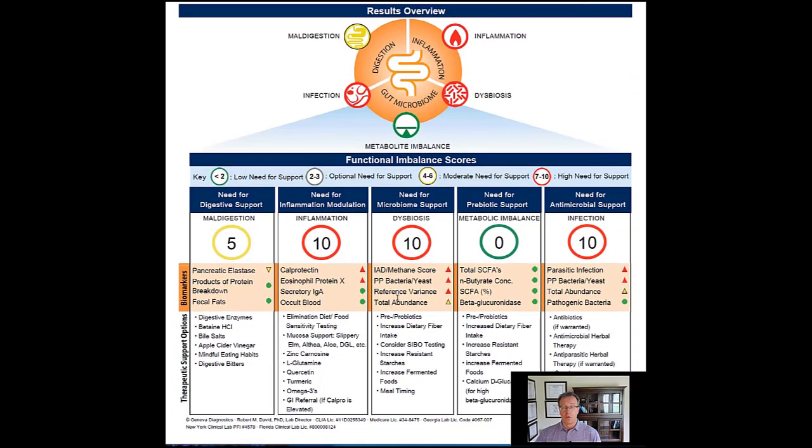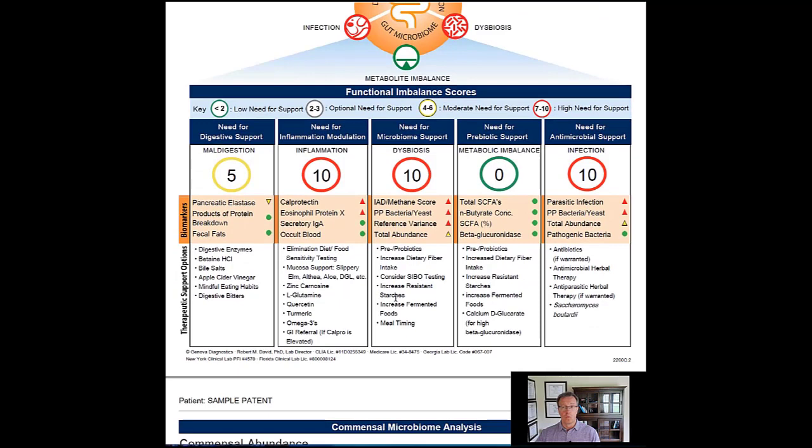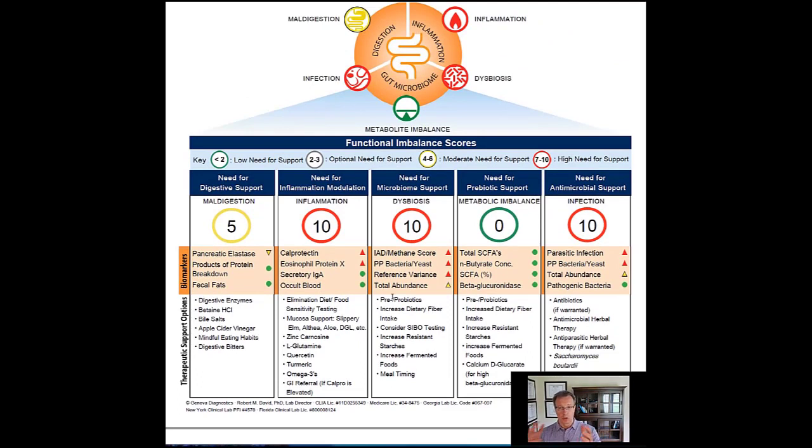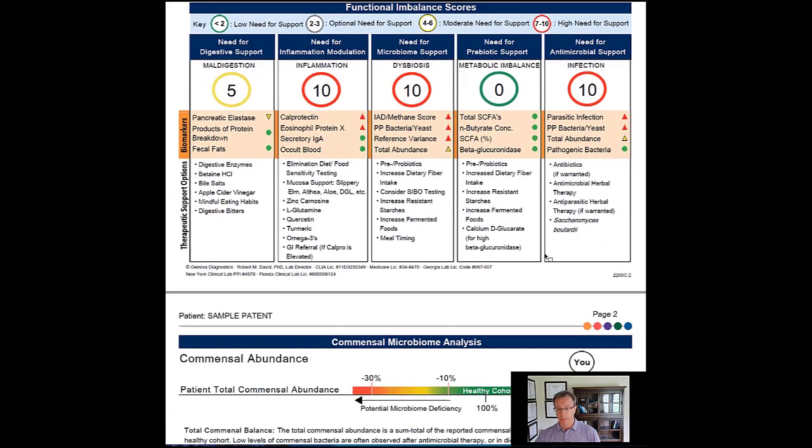And we will go over this test, and I will show you what I'm looking for and what patients can see. So as always with Genova Diagnostics, the first page is an overview, and the company gives you scores of what they think is going on in your gut. Obviously, they look at maldigestion, inflammation, dysbiosis, metabolic imbalances and infections.